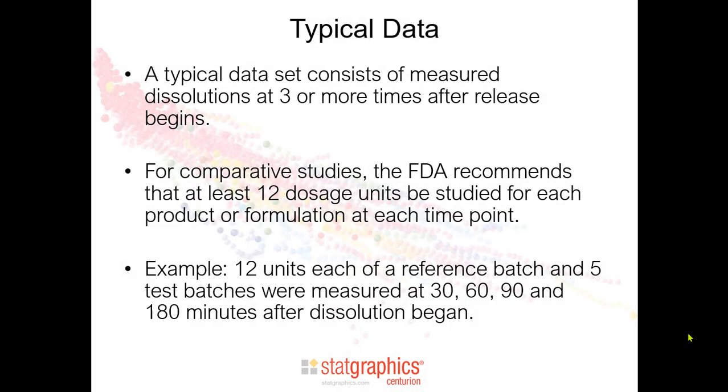A typical data set for a dissolution analysis consists of measured dissolutions at 3 or more times after release begins. For comparative studies, the FDA recommends that at least 12 dosage units be studied for each product or formulation at each time point. In our example, we measured 12 units each of a reference batch and 5 test batches at 30, 60, 90, and 180 minutes after dissolution began.